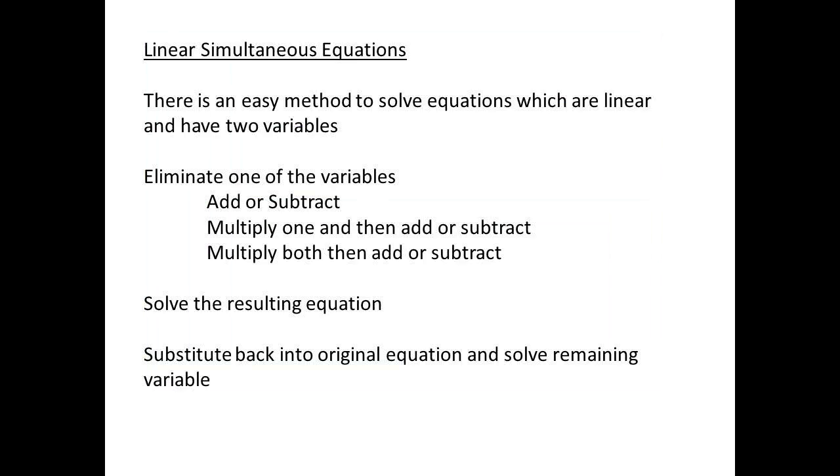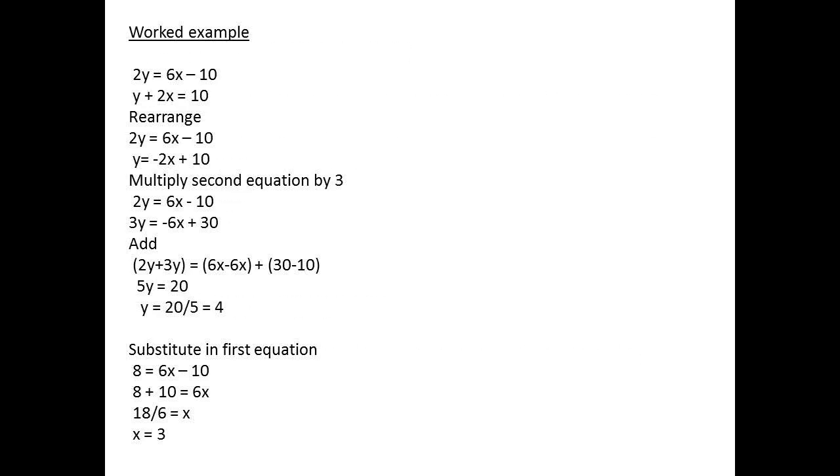You will come across simultaneous equations in the study of statistics, so here is a reminder of how these are solved. We start by eliminating one of the variables, either by adding or subtracting, or by multiplying one or both before adding or subtracting. We can then solve the resulting equation for one variable. All we then have to do is substitute that value into one of the equations to determine the value of the other variable.